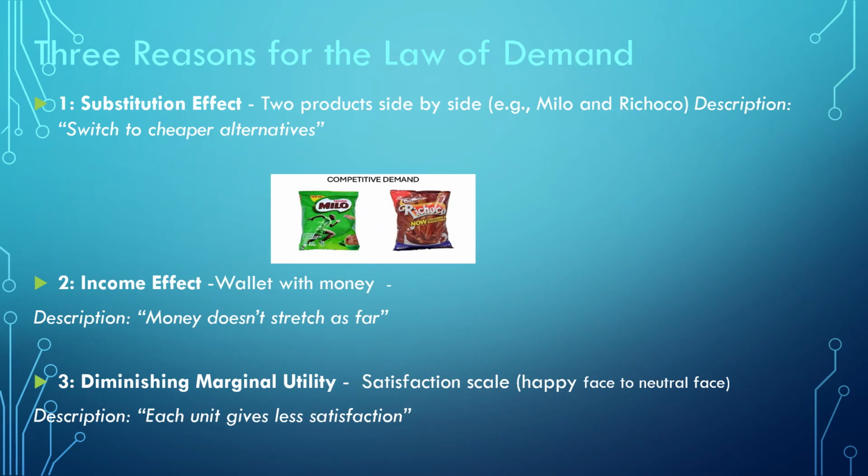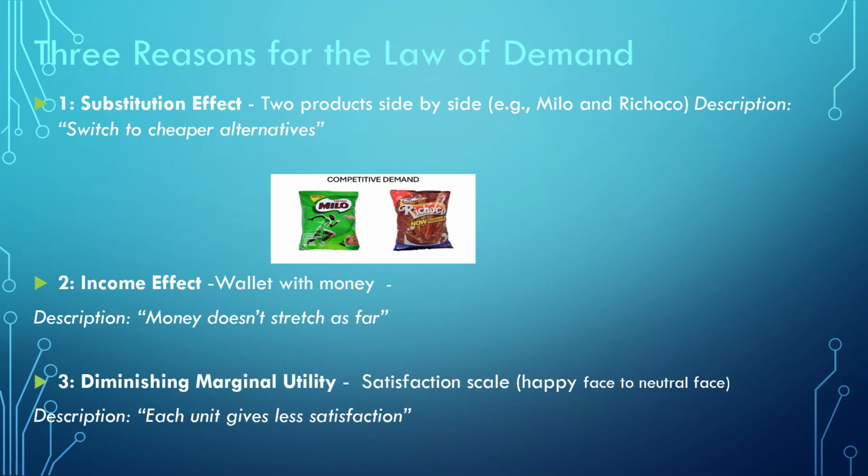First, the substitution effect. When the price of one good increases, it becomes relatively more expensive compared to similar goods, so consumers switch to cheaper alternatives. Let me give you a concrete example. Suppose you like to drink Milo. It's your favorite, but one day the price of Milo increases significantly. Let's say it doubles. At the same time, Rich Choco, another chocolate drink, stays at the same price.